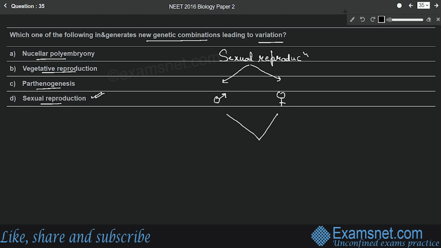But before that, we know that these gametes are produced by the process known as meiosis, right? And this meiosis involves one of the steps that is known as recombination. Okay, and this recombination is majorly involved in the variation. Okay, and after that the fusion takes place, that is the fertilization. This is also responsible for the variation. So overall the progeny that is produced varies from both the parents. Okay, therefore the correct answer will be option number D, sexual reproduction.